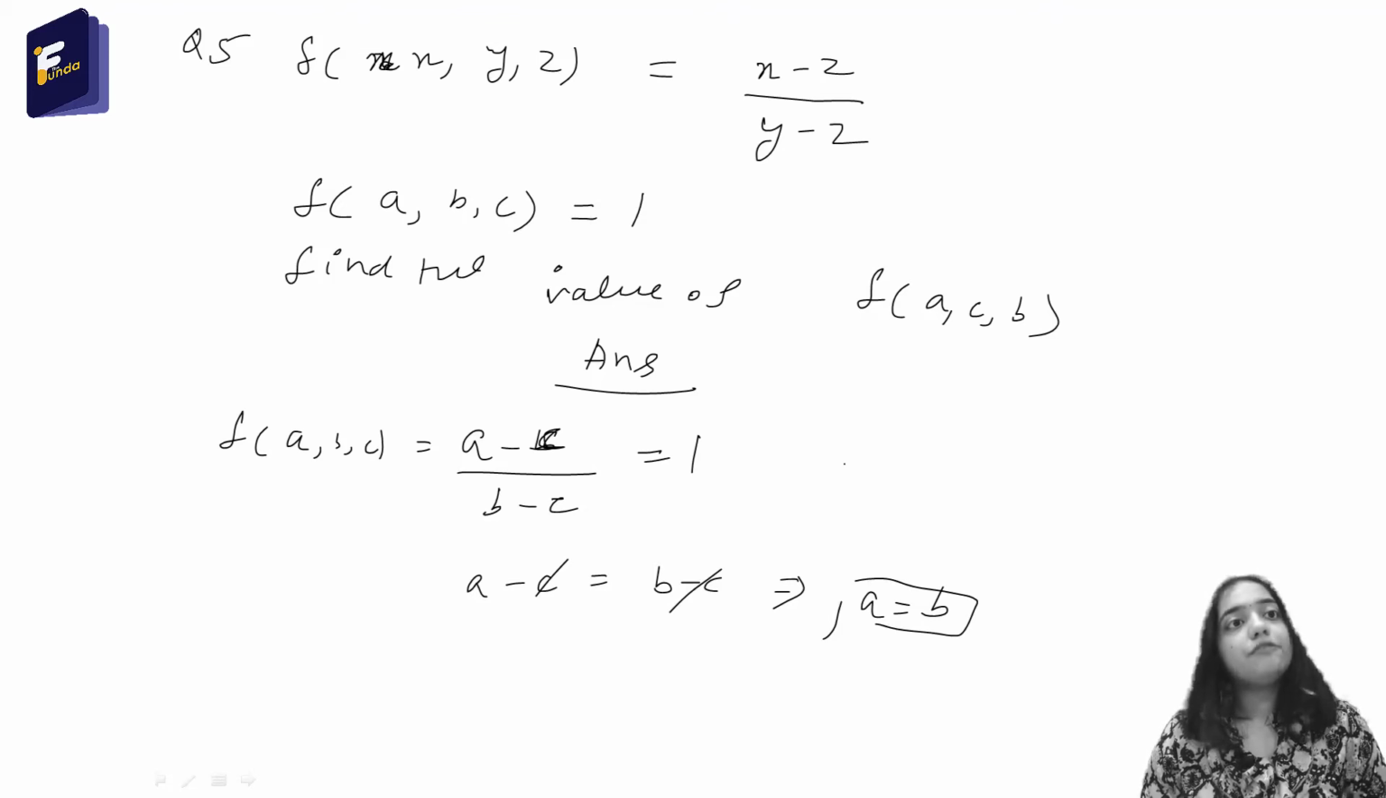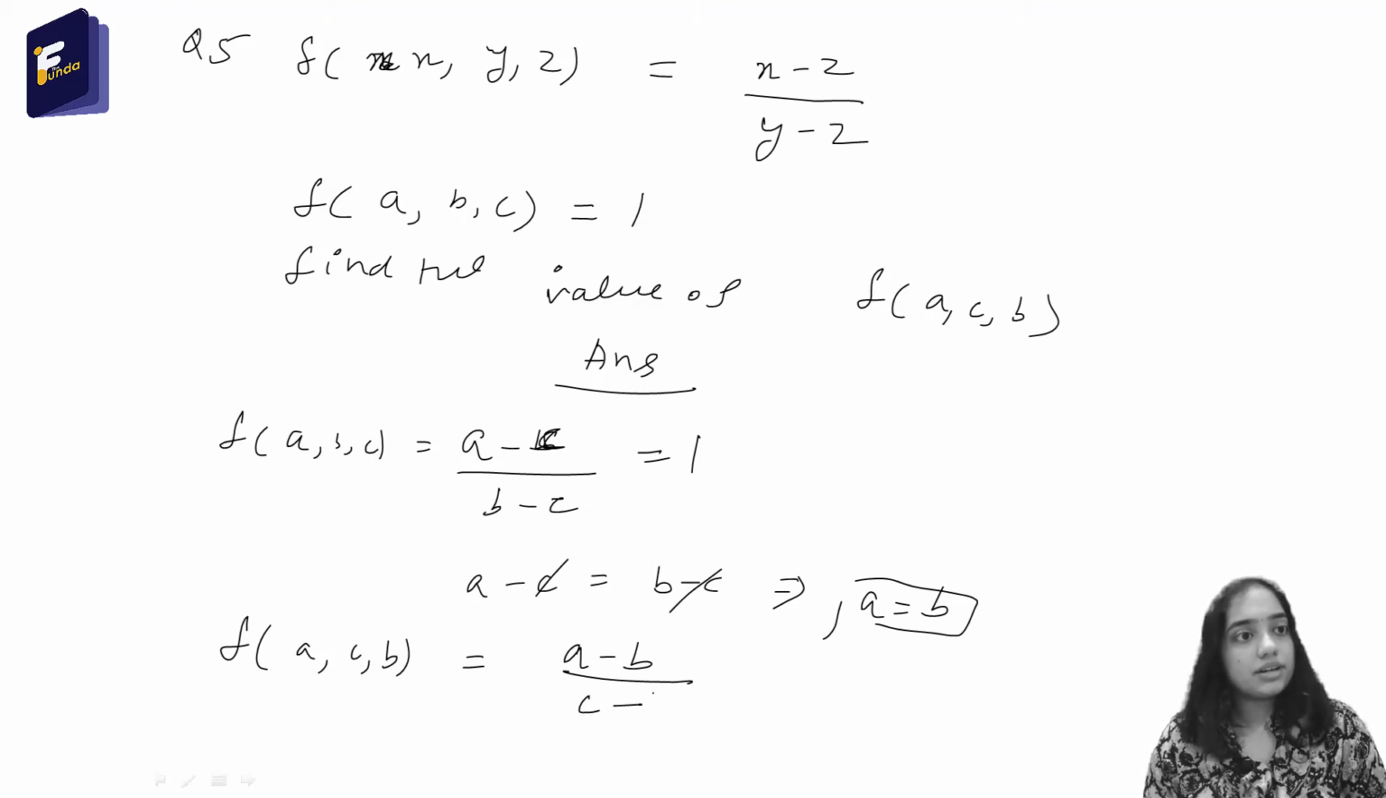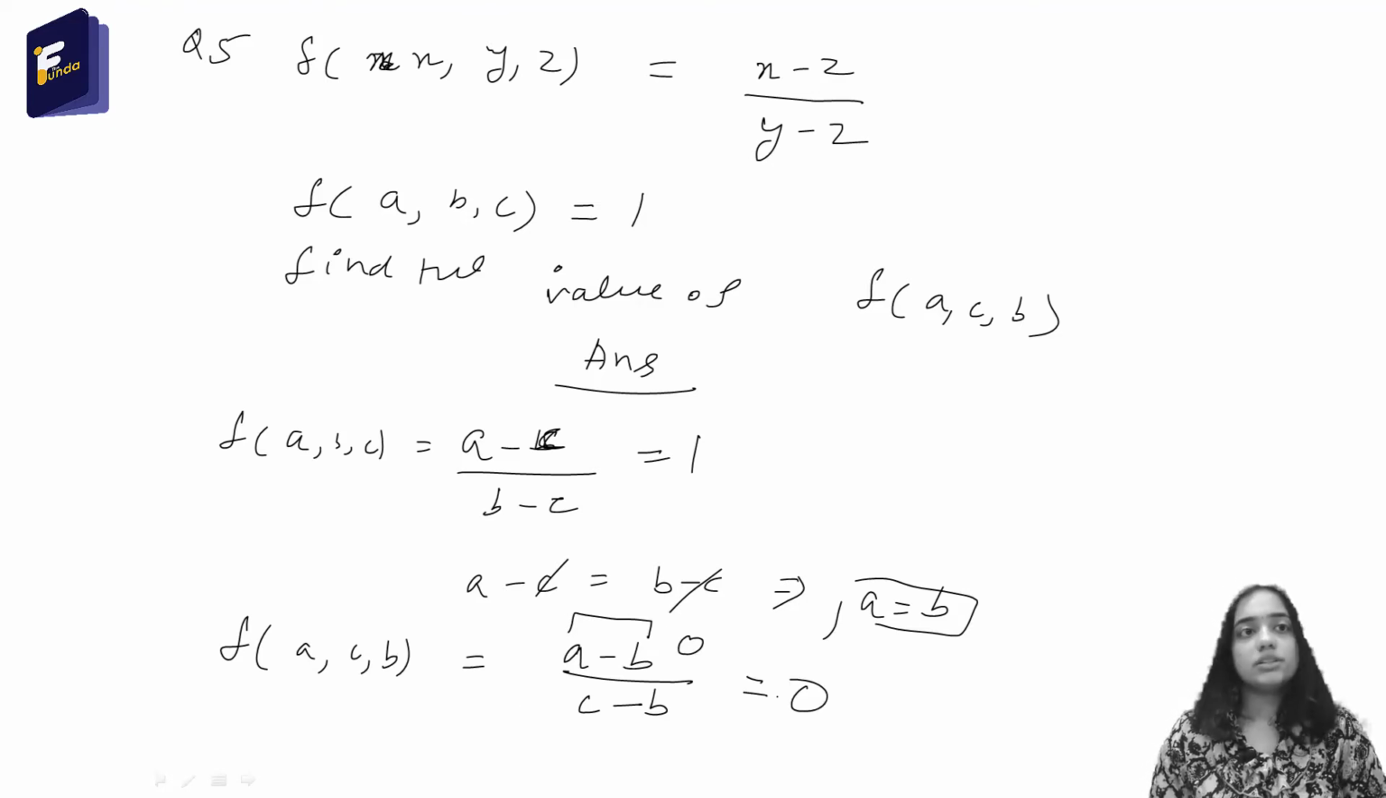Now we have to find f(a, c, b). So what will be the value of f(a, c, b)? It will be a minus b, that is first minus last, by c minus b, that is second minus last. Okay, so this will be the value. So we already know that a equal to b, so a minus b will be equal to 0. So this value will be equal to 0. So we got the answer, f(a, c, b) equal to 0. Okay, simple. So let's move to our next question.